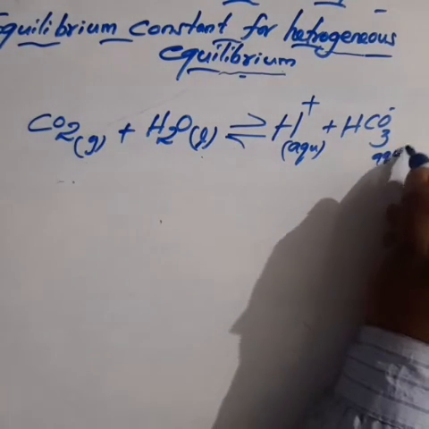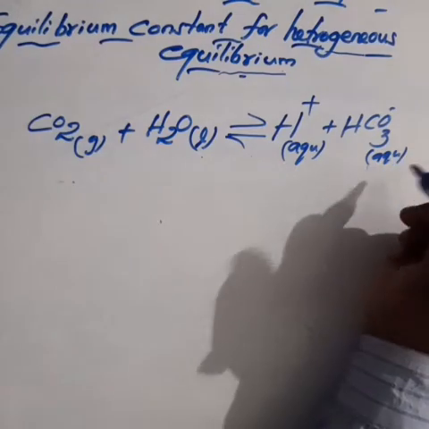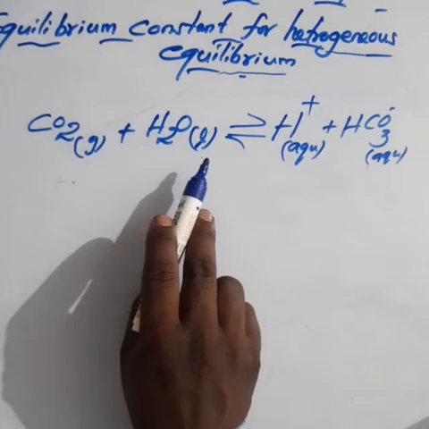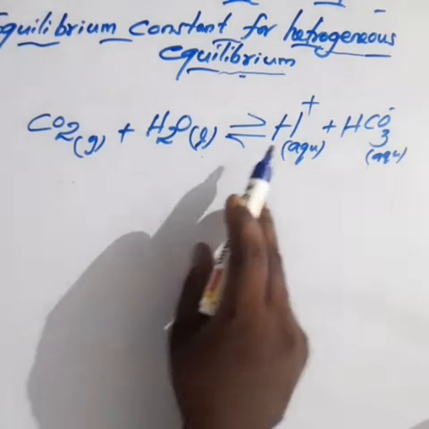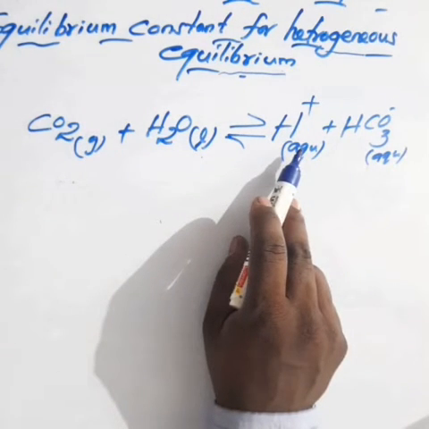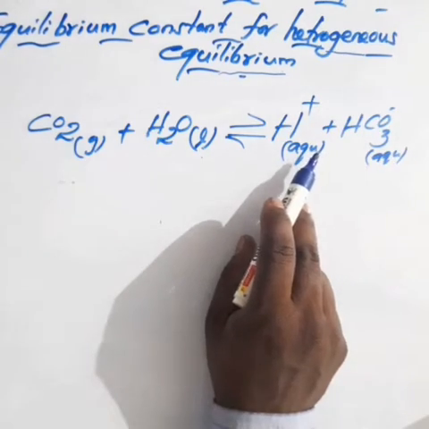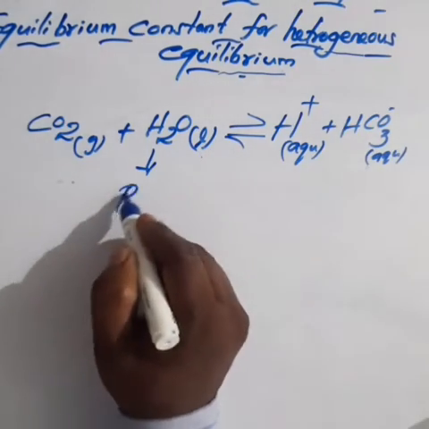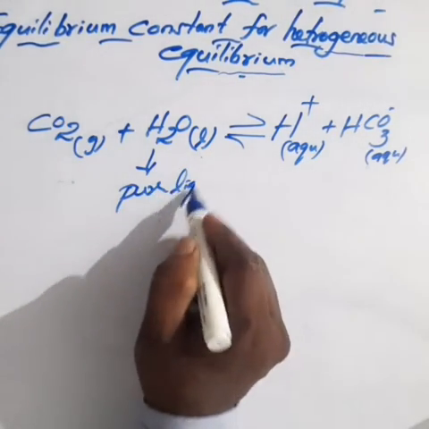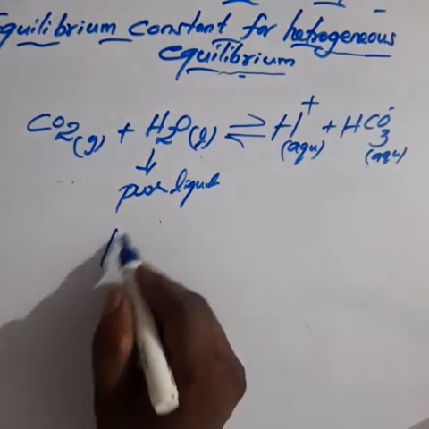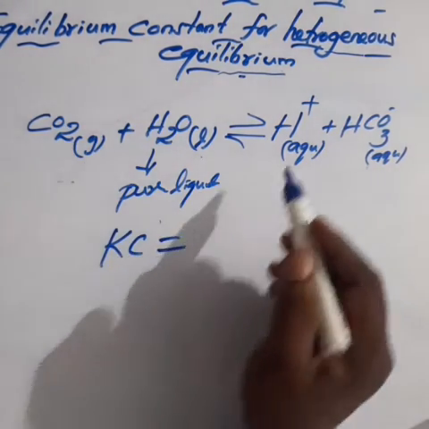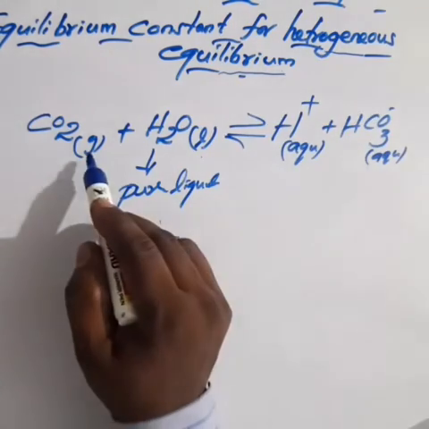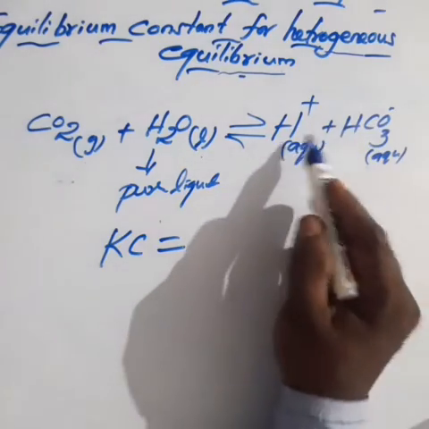This is also aqueous state. One of the reactions: carbon dioxide plus water, a liquid, gives H plus ions and bicarbonate ions. We know water is a pure liquid. Here Kc can be written as, for the above reaction, Kc is equal to, don't forget to write, product divided by reactant.